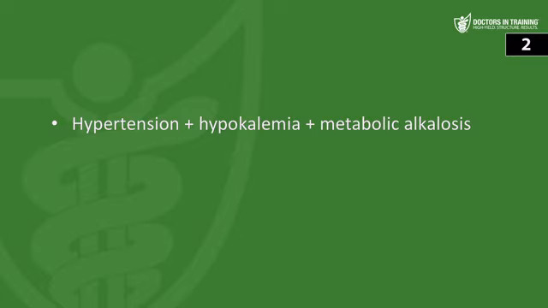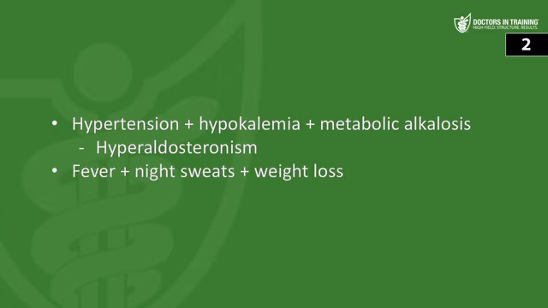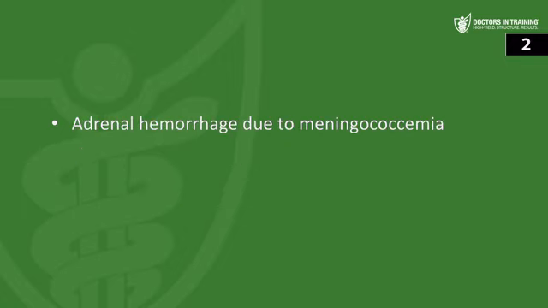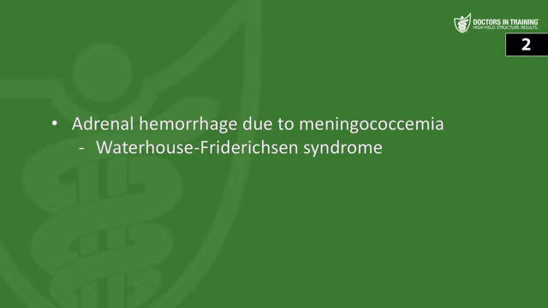So we have hypertension, hypokalemia, metabolic alkalosis, that's going to be hyperaldosteronism. Fever, night sweats, weight loss, these are your B symptoms of lymphoma, maybe tuberculosis. Adrenal hemorrhage due to meningococcemia, that's going to be Waterhouse-Friderichsen syndrome, which leads to adrenal insufficiency.